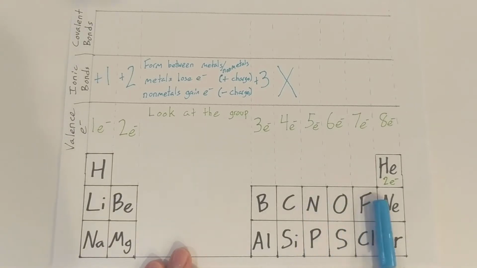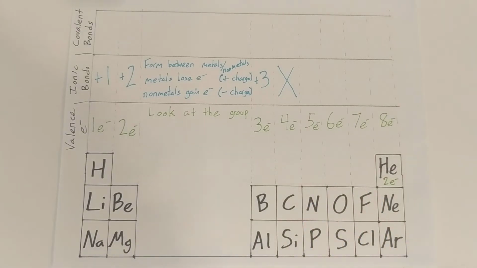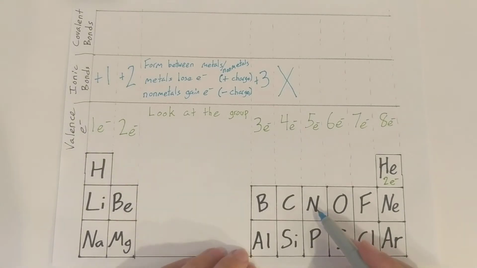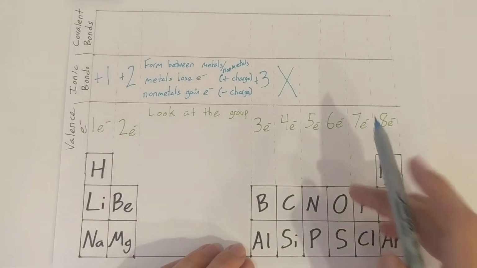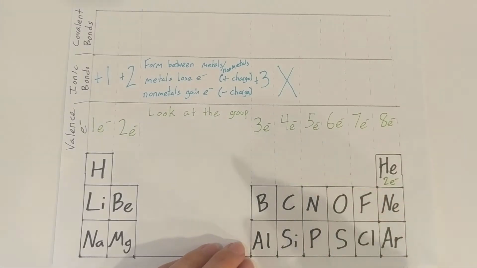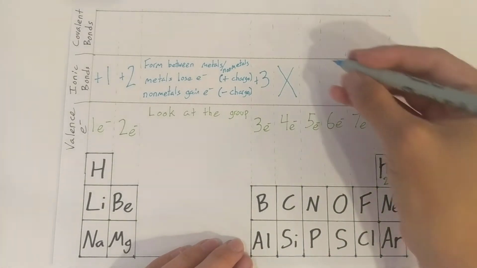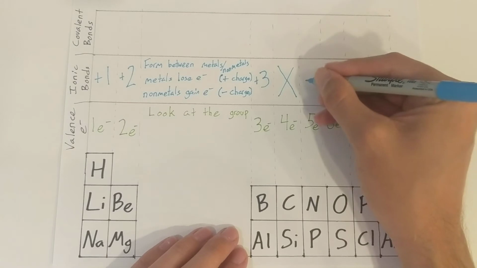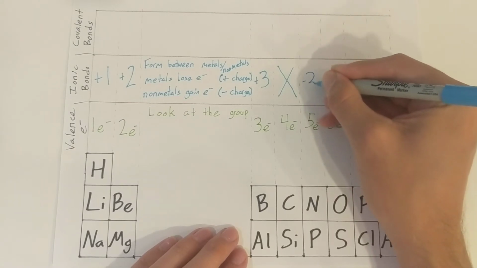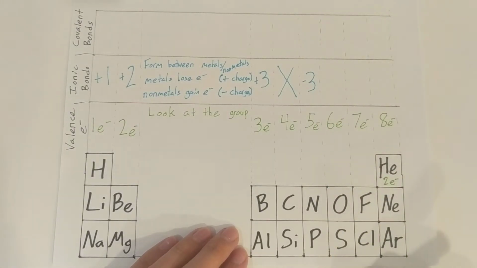And that takes us to our nonmetals over here. So our nonmetals want to gain those electrons. So remember, this is nitrogen. It has 5 valence electrons. And to get 8, it needs to gain 3. So this would be a -3 charge when it becomes an ion.